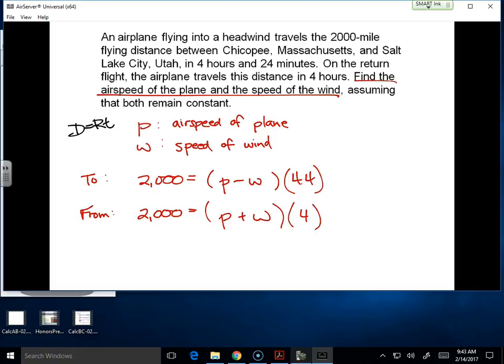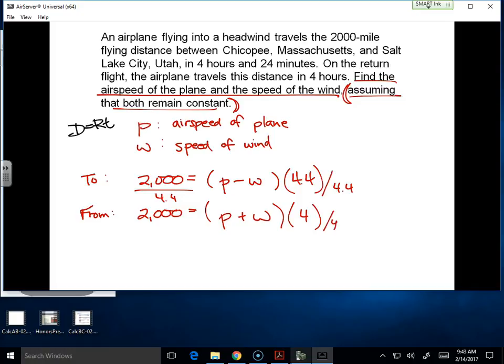And they're saying, assuming that they both remain constant, this is like an ideal situation. In different classes, you would say something like in a vacuum, assuming there's no extra friction, etc. Now, how do we solve for P and W? I see a system waiting to happen, but what don't I like? Can I just divide? Yeah. I thought that would be easier.